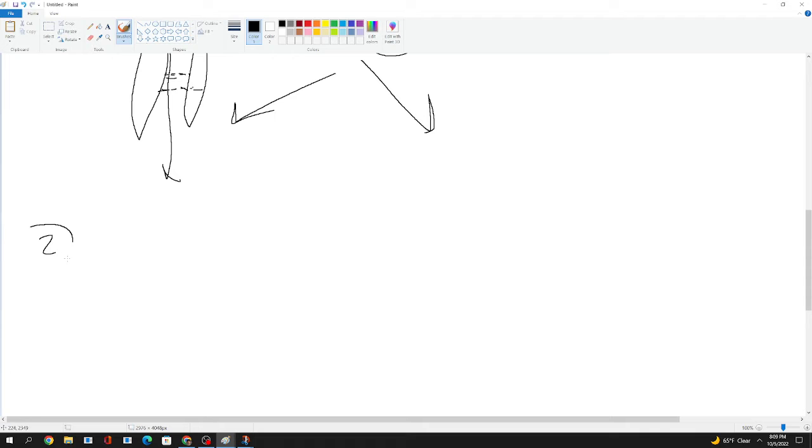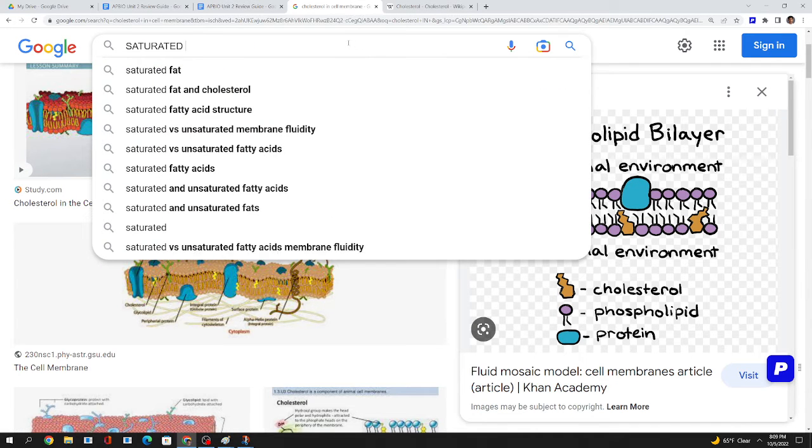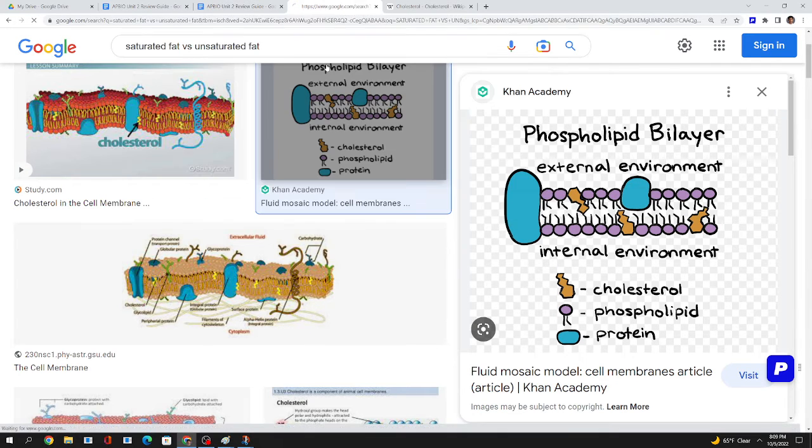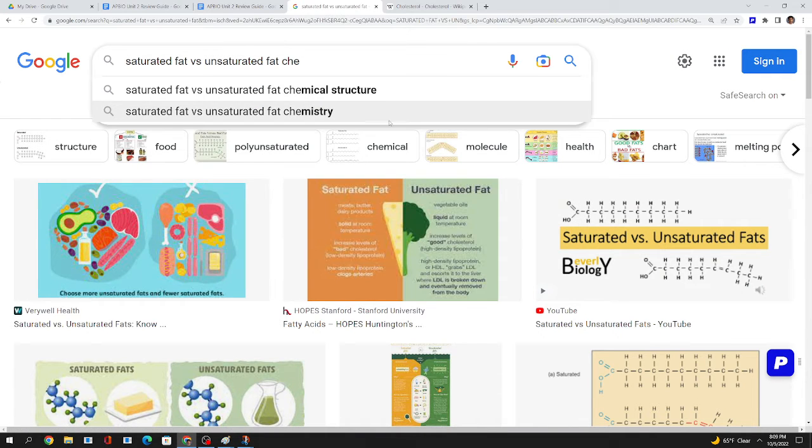Number two is unsaturated fats, unsaturated lipids, really. So if you recall, the phospholipid has what? The phosphate head and that lipid hydrocarbon tail. If you recall from Unit 1, there are saturated and unsaturated fats. Basic review of them: I'll pull up the unsaturated fat chemical structure, my bad.